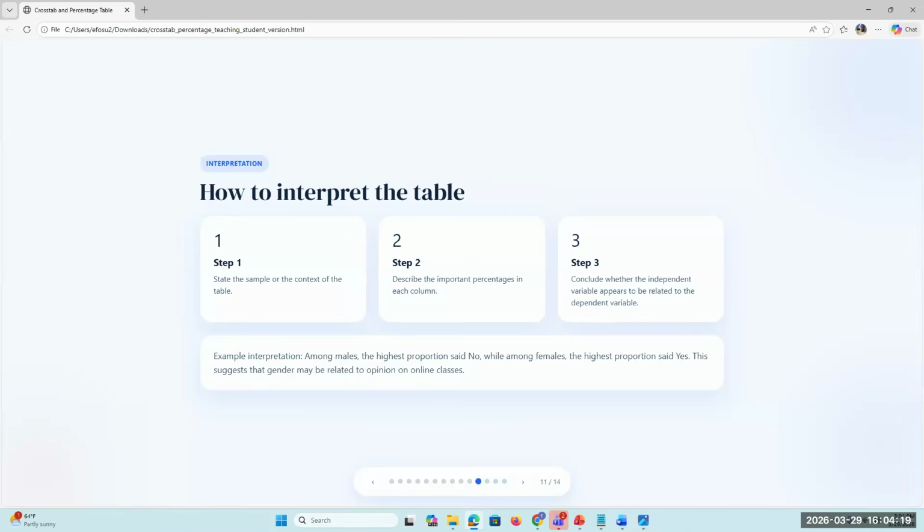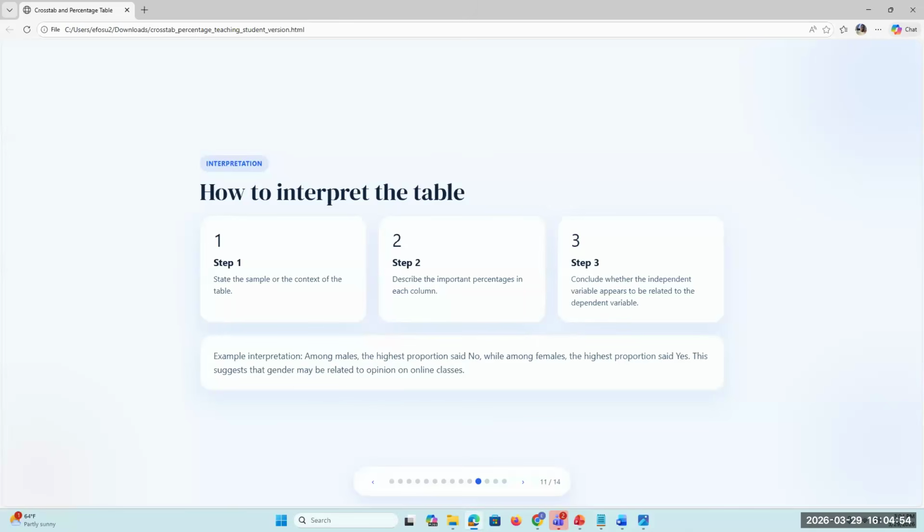I hope you're getting what I'm trying to say. Yes, please. So look at how we do it. Among males, the highest proportion that says no is 50%. Whilst among females, the highest proportion that says yes represents 60% on the table. This suggests that gender may be related to opinion on online classes. So I've concluded also. I hope you get what I'm trying to say.